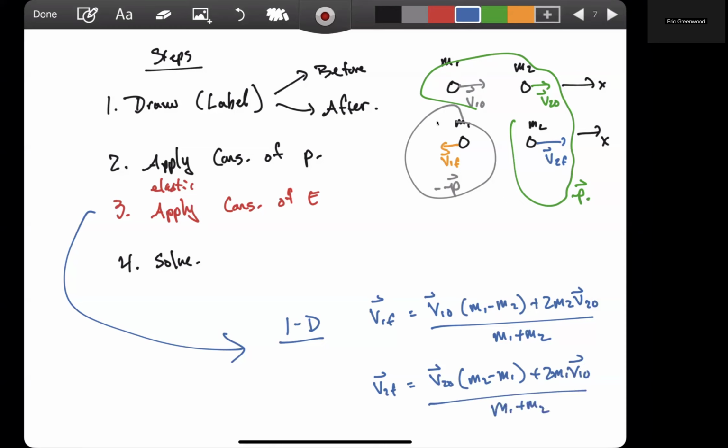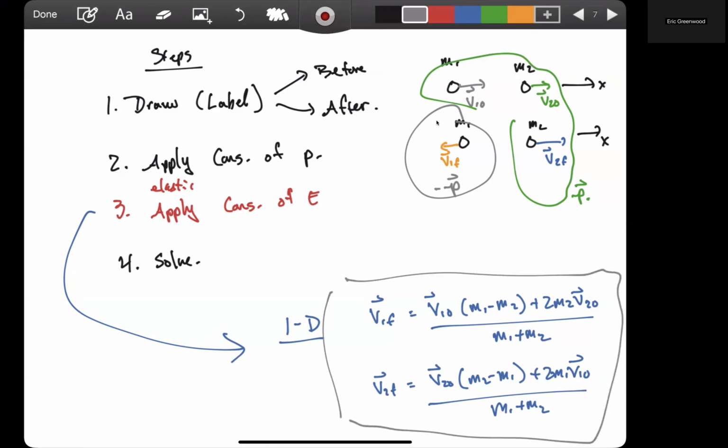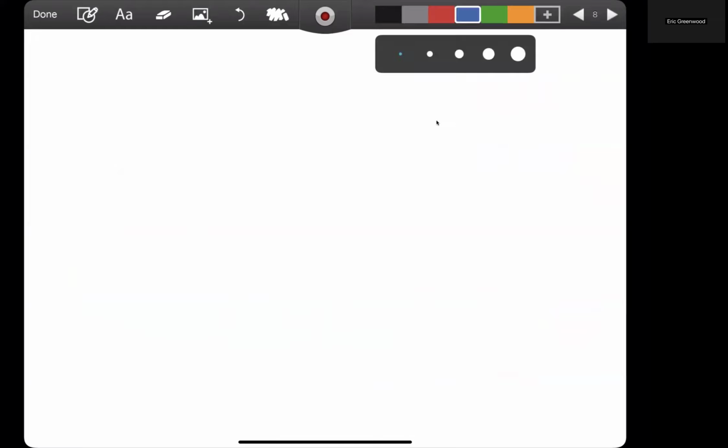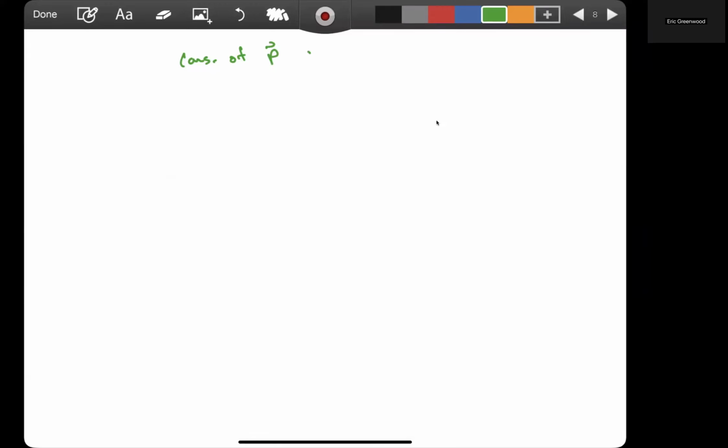So if I have a 1D elastic collision, go ahead and use these automatically, so you don't actually have to apply these 2 steps because we already did. But if it's a 2-dimensional collision, you will have to do that. In this case, you'll have 3 equations with 3 unknowns. As I said, basically, conservation of momentum will never come by itself.